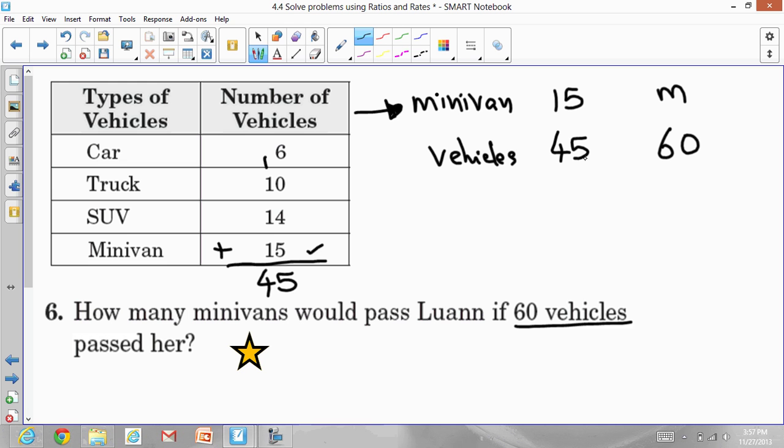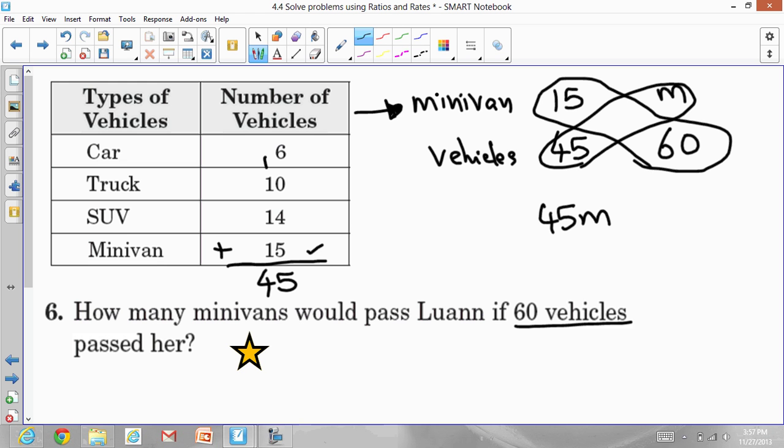Same method. 45 multiplies M to give you 45M, and 60 multiplies 15. So let's do that together. 15 times 60. 6 times 5 is 30. 6 times 1 is 6. 7, 8, 9. The last 0, I'm just going to bring it down to give you 900. Equal sign in the middle. You want to find M.